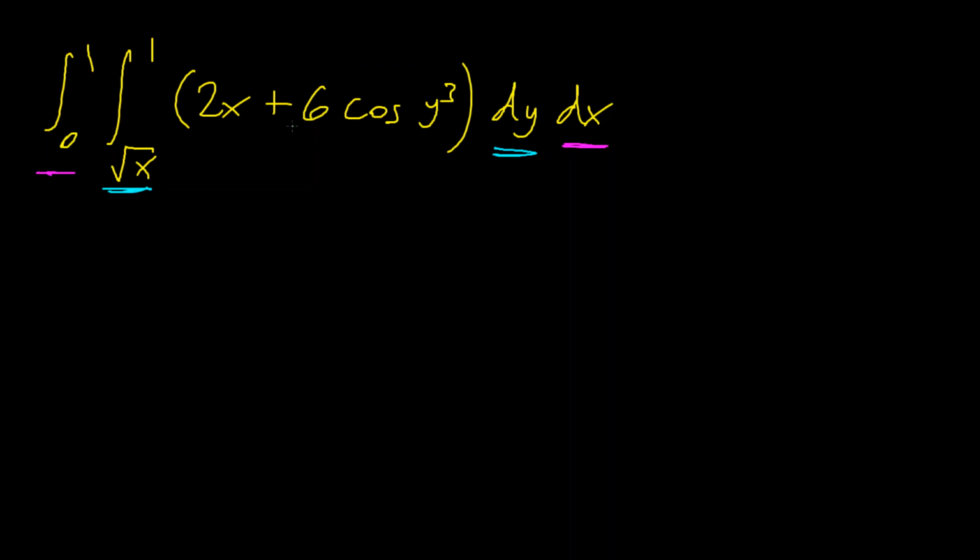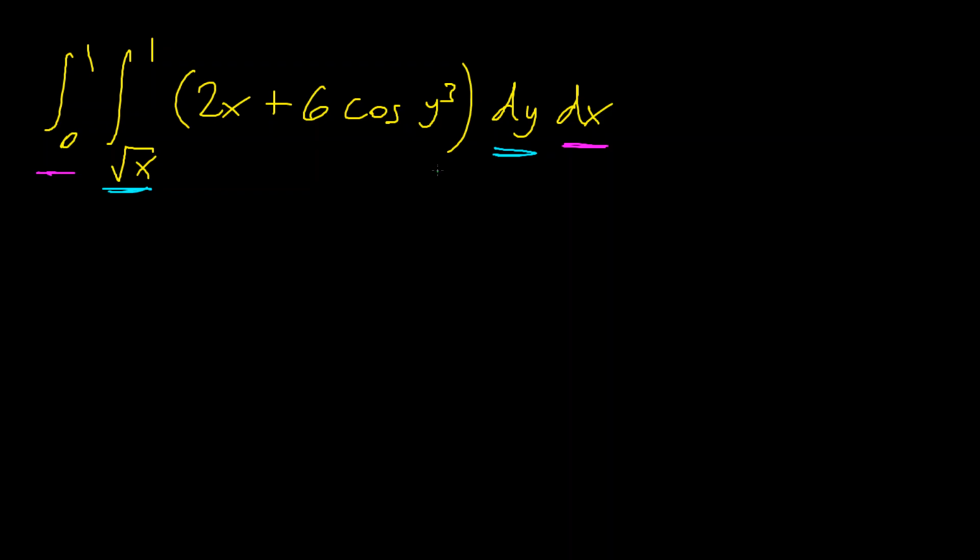So the thing is that for this function, integrating with respect to y is impossible because of the cosine y cubed term. So the way we do this is we're going to switch the order of integration so that dx comes first. How do we do that? We have to draw a picture.